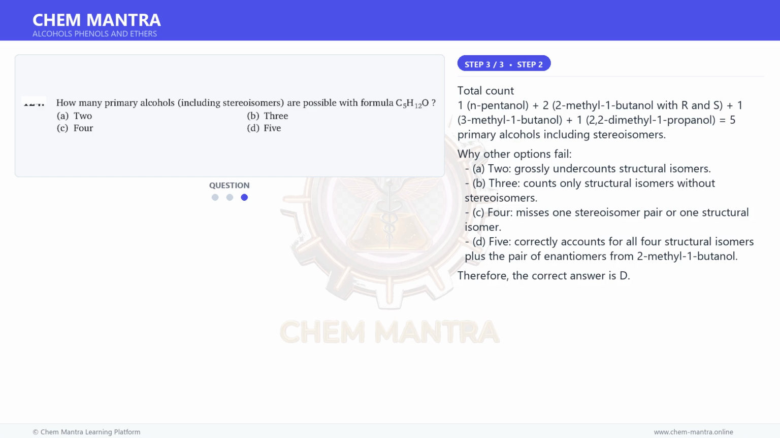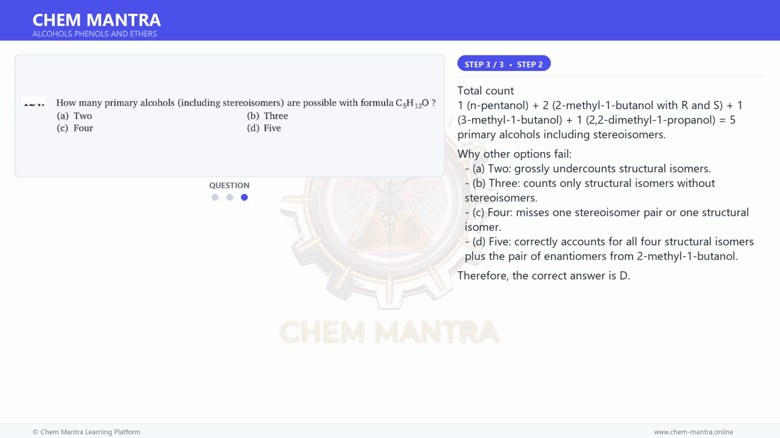Total count: 1 for 1-pentanol, plus 2 for 2-methyl-1-butanol with R and S, plus 1 for 3-methyl-1-butanol, plus 1 for 2,2-dimethyl-1-propanol, is equal to 5 primary alcohols including stereoisomers.